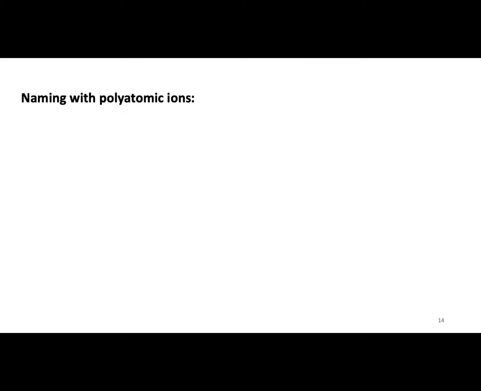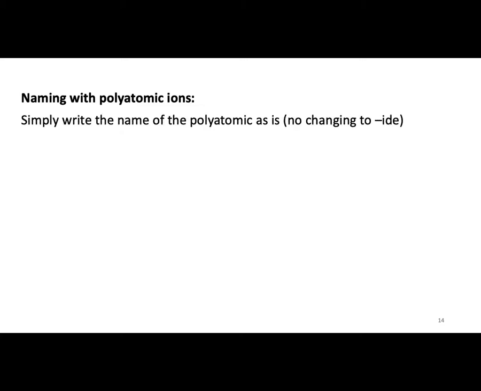Okay, so how do we write the names with polyatomic ions? It's actually pretty easy. You just have to write the name of the polyatomic ion just as you see it on the paper. Do not change the ending to -ide. So for example, CaCO3, we're going to recognize, hey, there's a metal at the front. This is an ionic compound with a polyatomic ion. So I'm going to look up Ca on the periodic table, and I find it's calcium. And then I'm going to look at my polyatomic ion chart. CO3 is carbonate.